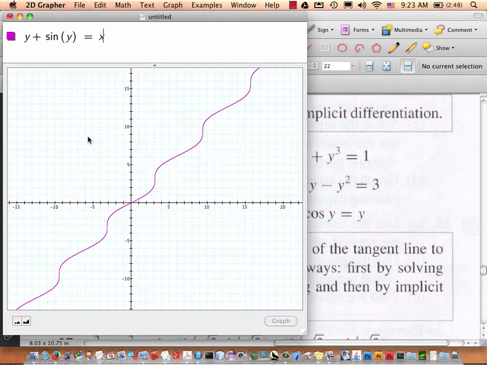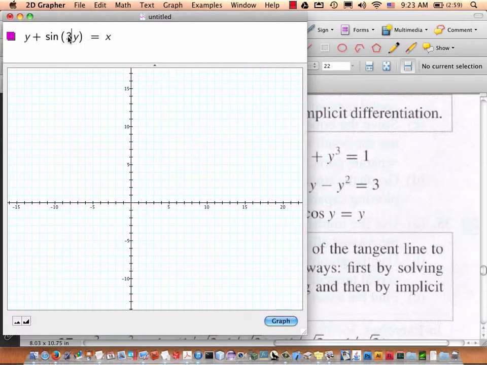It's almost like the line y equals x, except it's picked up some waviness. If you drop the sine y, if you eliminate it, then you have y equals x, right? You have got a straight line. But plop in a sine of y, and it gets wiggly.